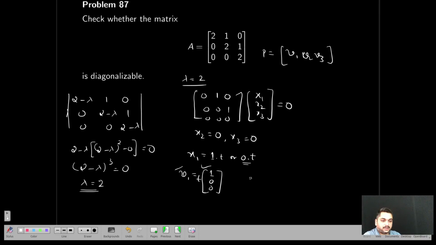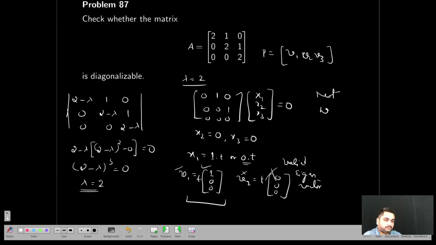So with 0, can I find another one? If I take v2 equal to t into (0, 0, 0), I told you before, this is not a valid eigenvector. So I can find only one eigenvector. Thus, this is not diagonalizable. Not diagonalizable.